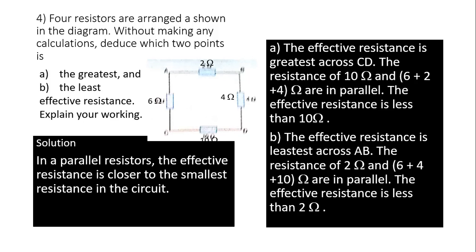Yeah, that's how you reason it out, just using this fact: in parallel, the effective resistance is closer to the smallest resistance in the circuit. So that's why the smallest one is this one, for part B, 2 ohm. And this one is in series. Add them up.